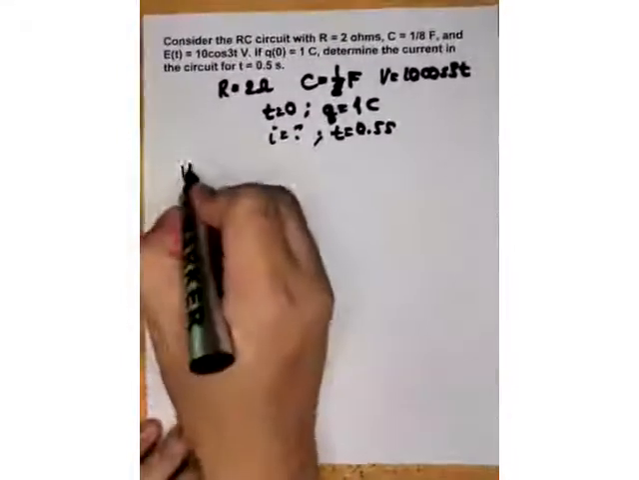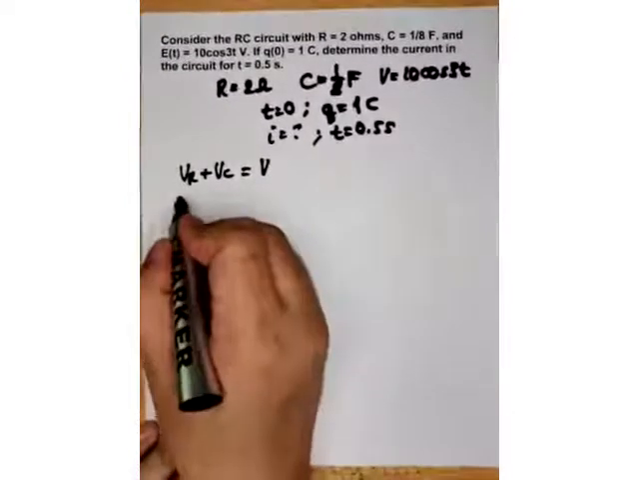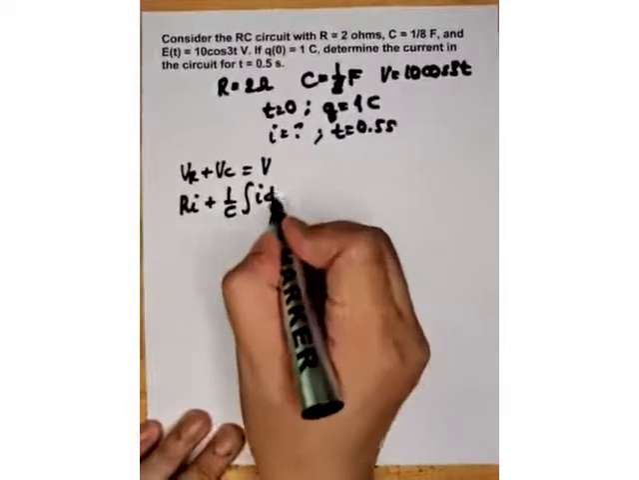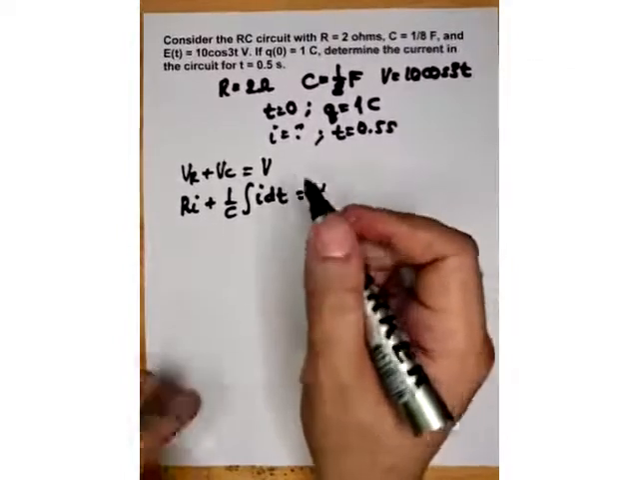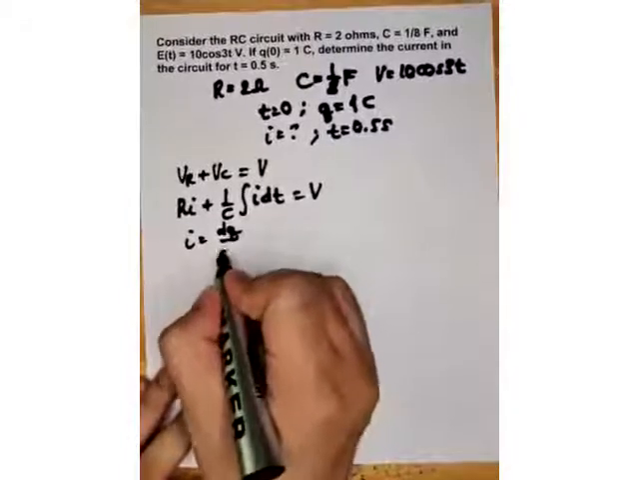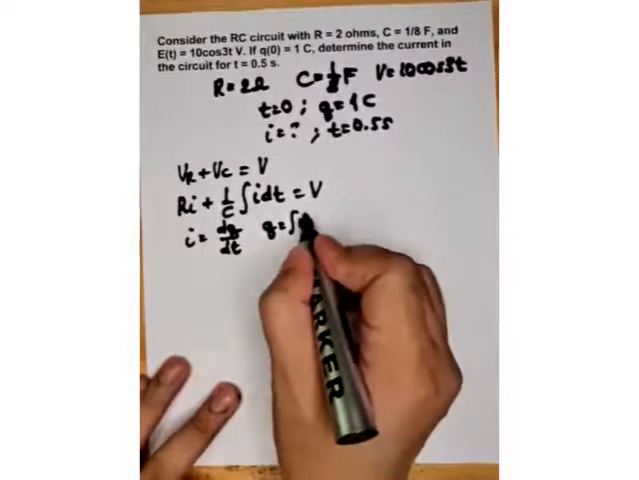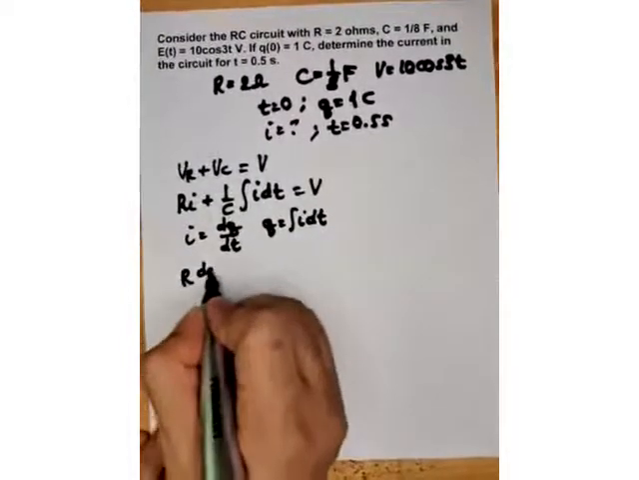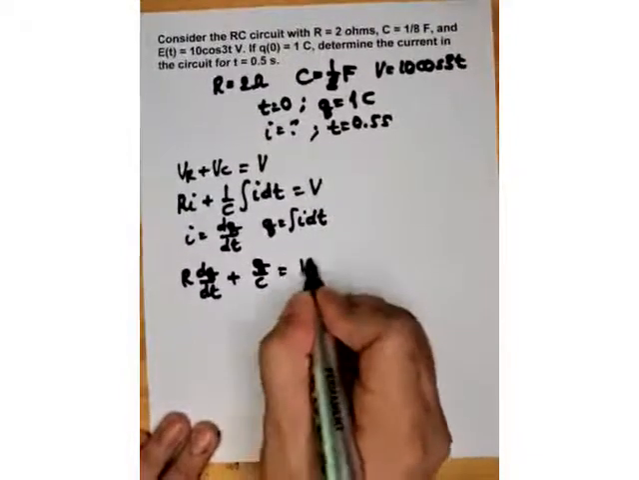Okay, so this is VR plus VC is equal to V. So this is Ri plus 1 over C the integral of i dt is equal to V. Alam natin na yung i is equal to dq over dt, and then yung q is equal to the integral of i dt. So therefore, this is R dq over dt plus q over C is equal to V.